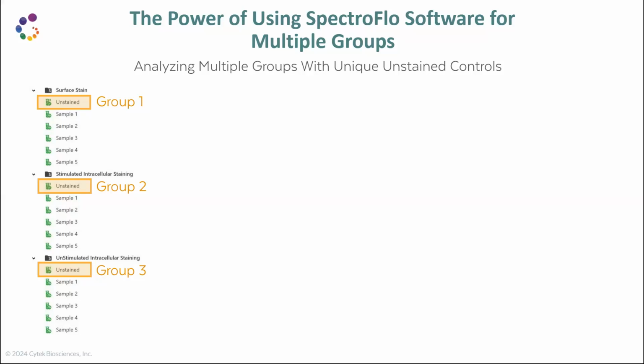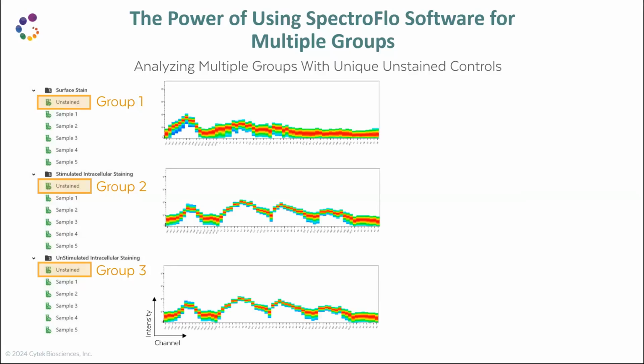So that's 3 groups. For each group, you have the ability in the software to add an unstained sample that will allow you to do specific extraction depending on what you have in your unstained sample. You look at the signatures, they look very different.